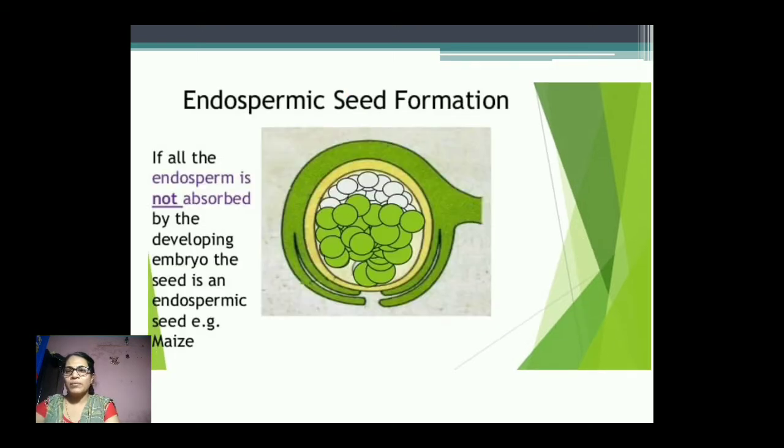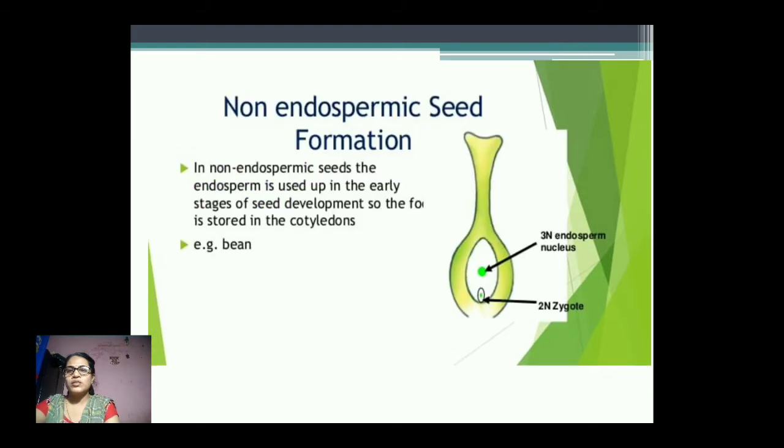Endospermic seed formation. If all the endosperm is not absorbed by the developing embryo, the seed is an endospermic seed. Example is maize. It is also known as monocot seed.